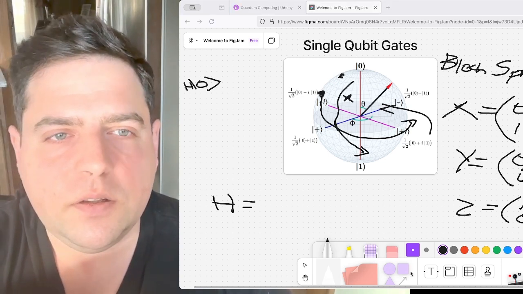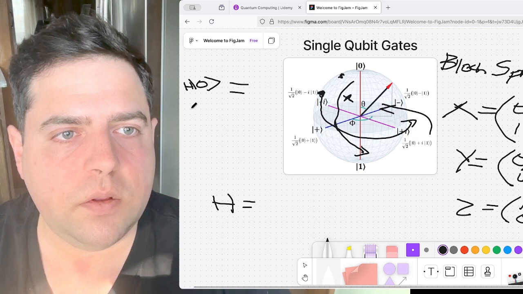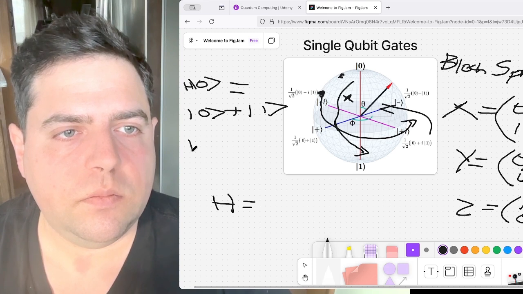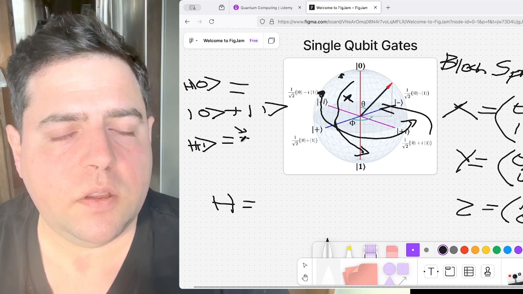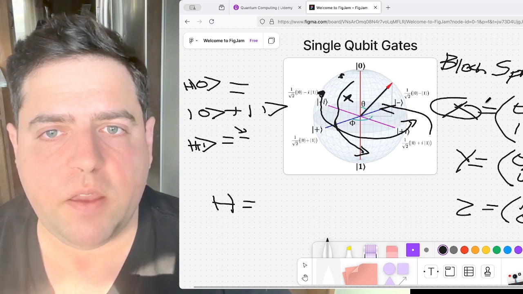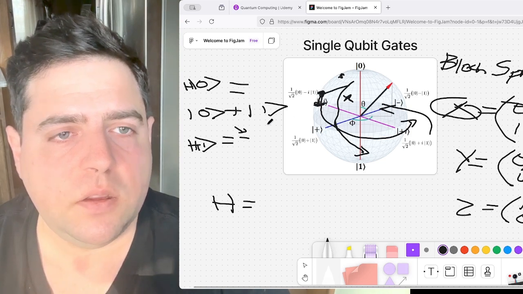Yes, very good. Okay. And it would result in this. And on a 1, it would do the same thing, but with a minus here. So the Hadamard gate is kind of called the square root of this guy, because this guy flips, and the Hadamard gate in turn actually puts it halfway in between, right?